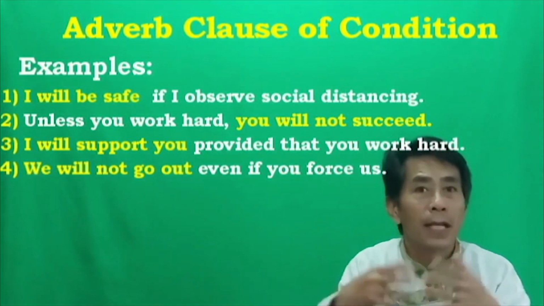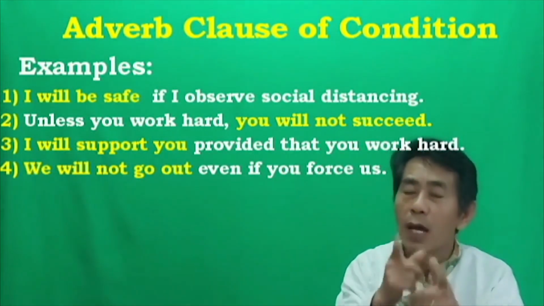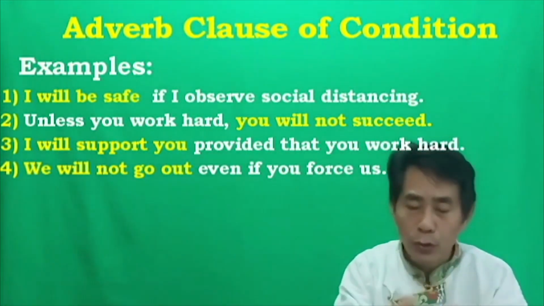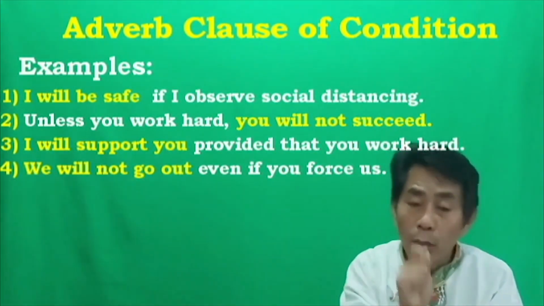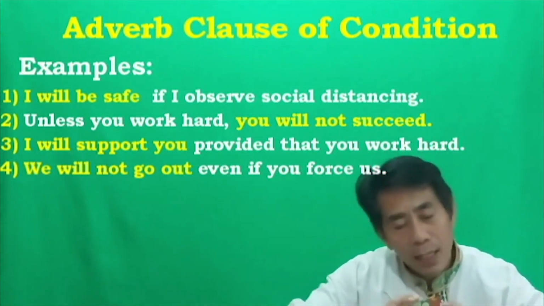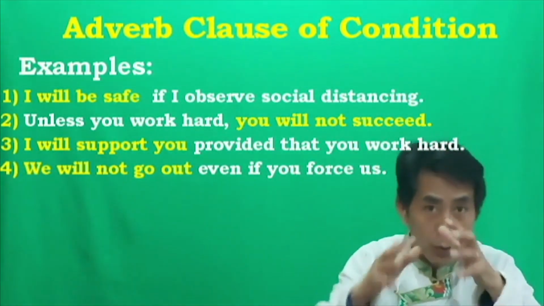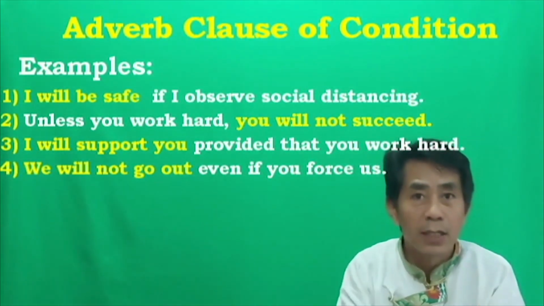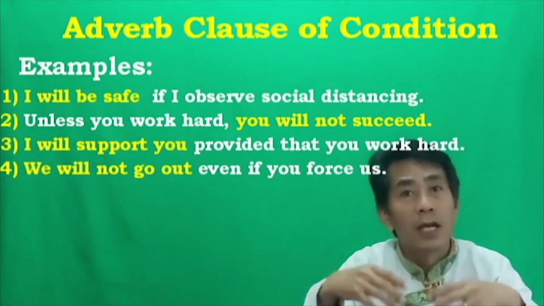The next one: I will support you provided that you work hard. I will support you. There is one condition: provided that you work hard. If you work hard, then I will support you. If you don't work hard, I will not support you. So you see, there is one condition. So this clause shows the condition.